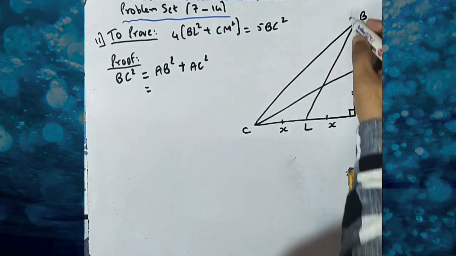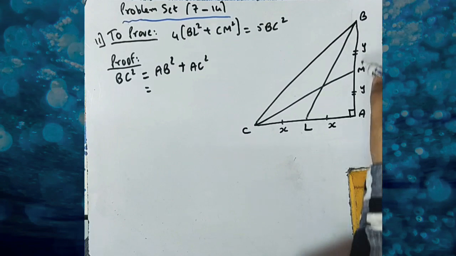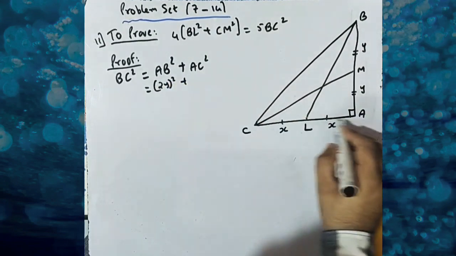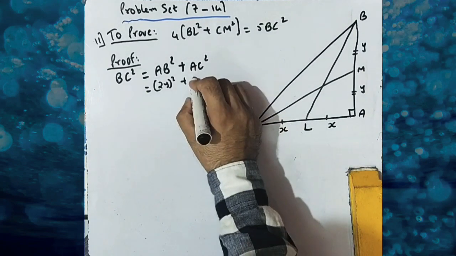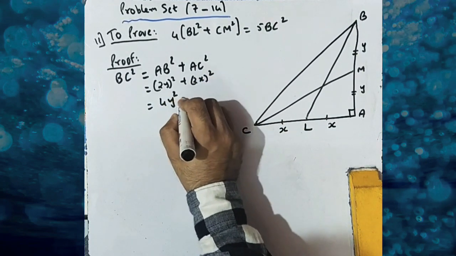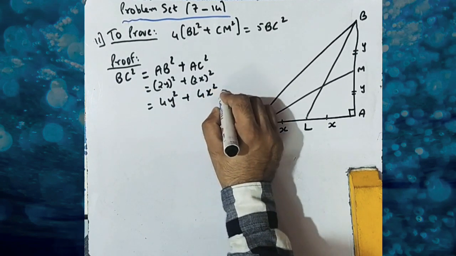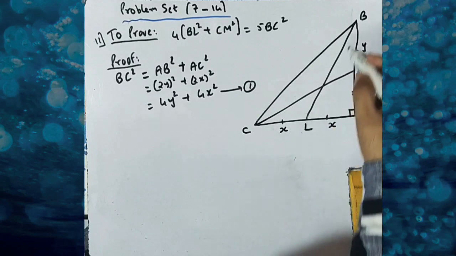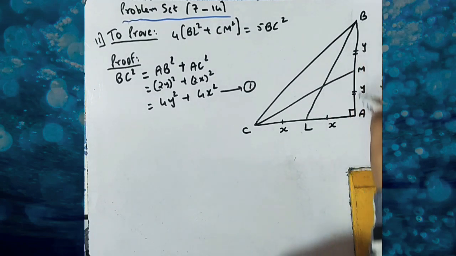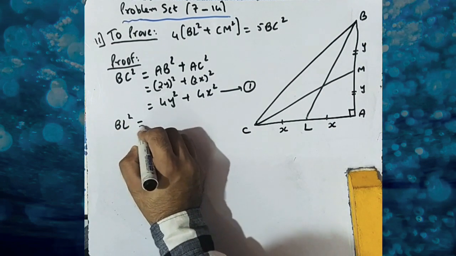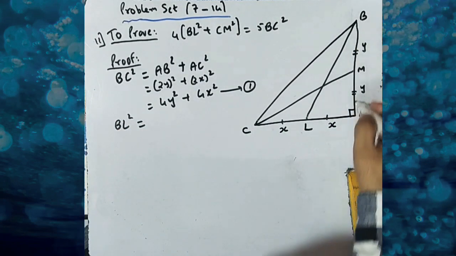In the place of AB, let us substitute 2y, the whole square. In the place of AC, 2x the whole square, which will become 4y square plus 4x square, statement number 1.